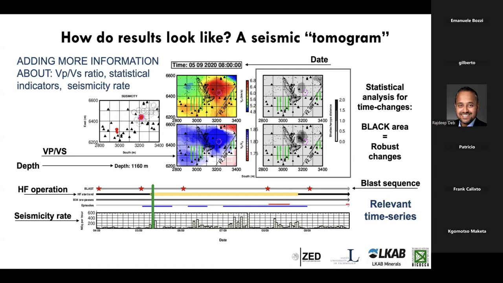Where you see a black area in those gray plots, those black areas indicate a robust change in time of the seismic velocity. To have more context, I was also adding the seismicity rate on the bottom of our plot, and the yellow bar indicates in time when the hydrofracturing operation is starting and ending, and these red stars are the blasting sequence in the area.